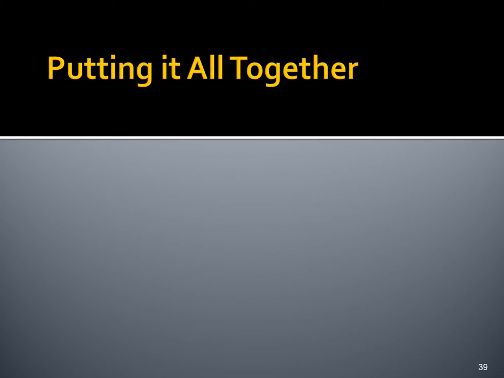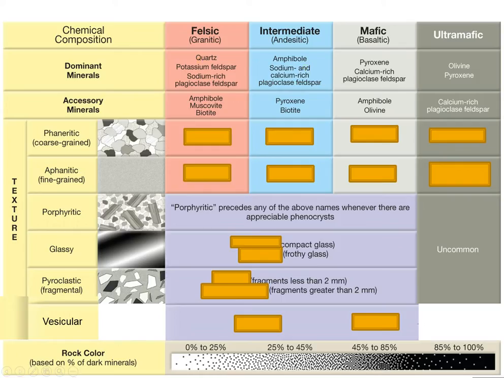So to put all these together, you pick up an igneous rock, you figure out its composition by looking at the color and the minerals. Then you figure out the texture. And then you go to our handy chart. So you have the chemical compositions across the top, textures down the bottom, and they've got actually a list of dominant minerals for you to help you out.